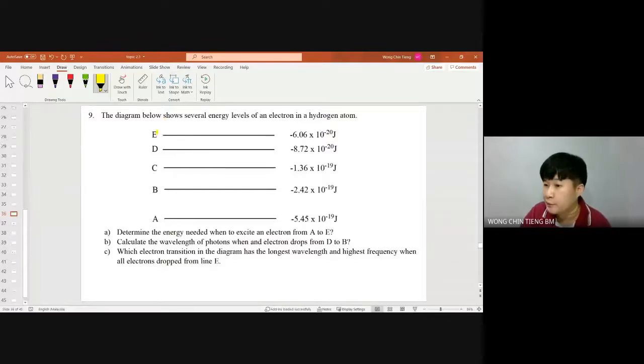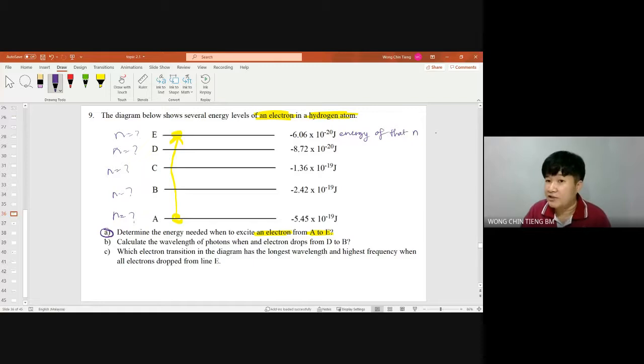Question 9 first. Take a quick look. The diagram below shows several energy levels of an electron in a hydrogen atom. Okay? Determine the energy needed to excite an electron from A to E. So I have an electron from A wanting to go all the way up to E. So, question, teacher. To calculate your A, what formula do you use? Do you know A, B, C, D, E is N equals to what? No. We don't know what N is. Right. So if we don't know what N is, what is given is only the energy of that N. Alright, the energy of that energy level is given.